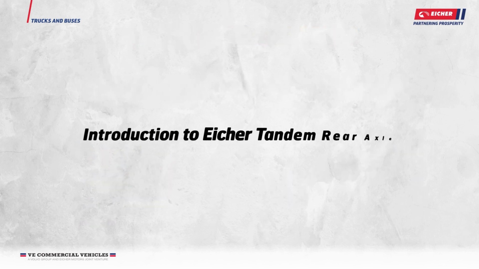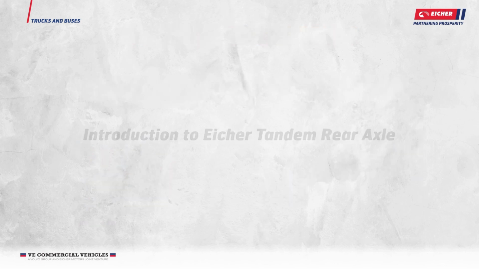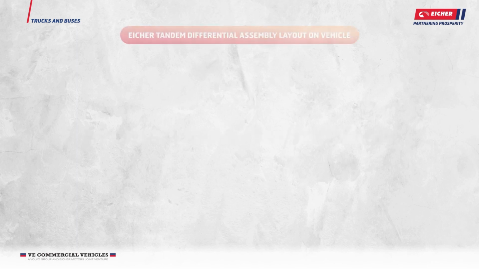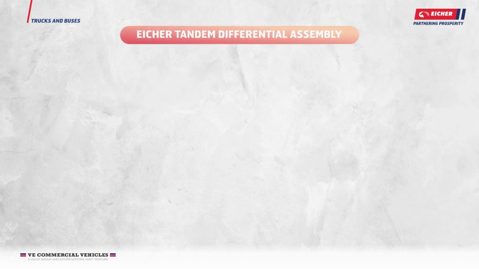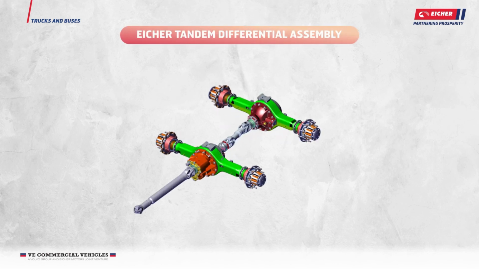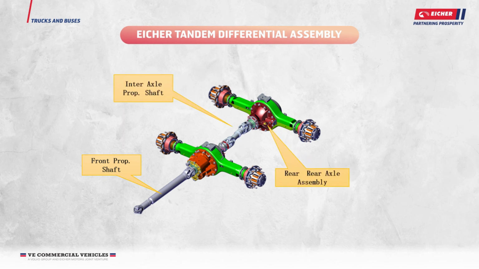Introduction to Eicher tandem rear axle. Eicher tandem differential assembly layout on vehicle. Eicher tandem differential assembly layout of a vehicle is shown on the screen. Eicher tandem differential assembly. The main components of Eicher tandem differential assembly are shown on the screen. They are front propeller shaft, inter-axle propeller shaft, rear axle assembly, and forward rear tandem axle assembly.